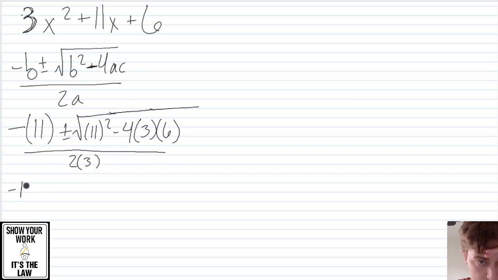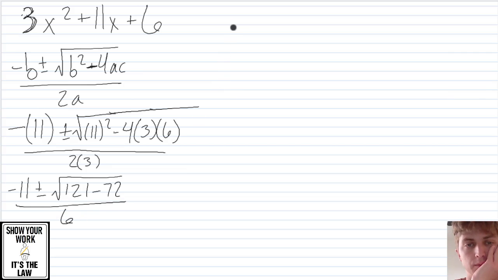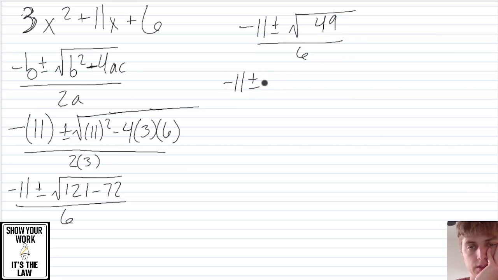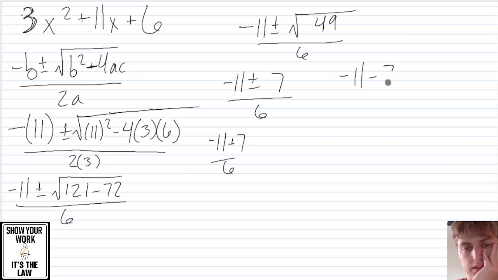All right, so we have negative 11 plus minus the square root of 11 squared is 121. Negative 4 times 3 times 6 is going to give us, negative 4 times 3 is negative 12. Negative 12 times 6 is negative 72, I believe. Divided by 6. All right, keep going. We have negative 11 plus minus 121 minus 72 is 49. Okay, divided by 6. Negative 11 plus minus square root of 49 is 7 over 6. Split it into 2. Negative 11 plus 7 over 6. And negative 11 minus 7 over 6.